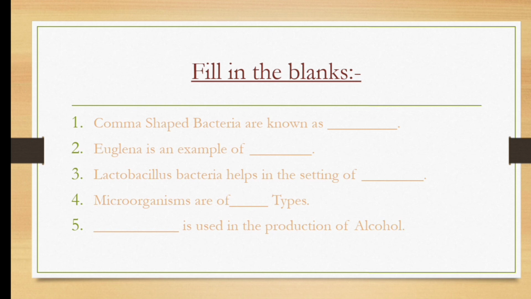Fifth is dash is used in the production of alcohol. What is used in the production of alcohol? Of course, it is yeast. This I discussed in friendly microorganism topic. Yeast helps in the production of alcohol, cakes, and other things.